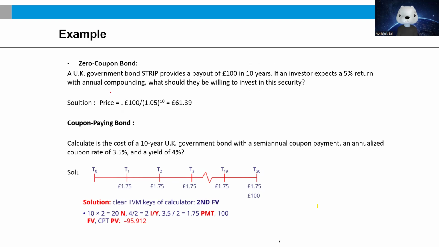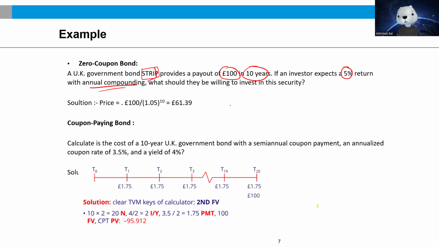All right. So we have the UK bond strip problem. Don't ask me what this strip means. Of course, we are not referring to any club. This is a separately traded registered investment product. That's the short form of the long form of strip. A UK government bond strip provides a payout of £100 in 10 years. If an investor expects a 5% return with annual compounding, what should they be willing to invest in this security?